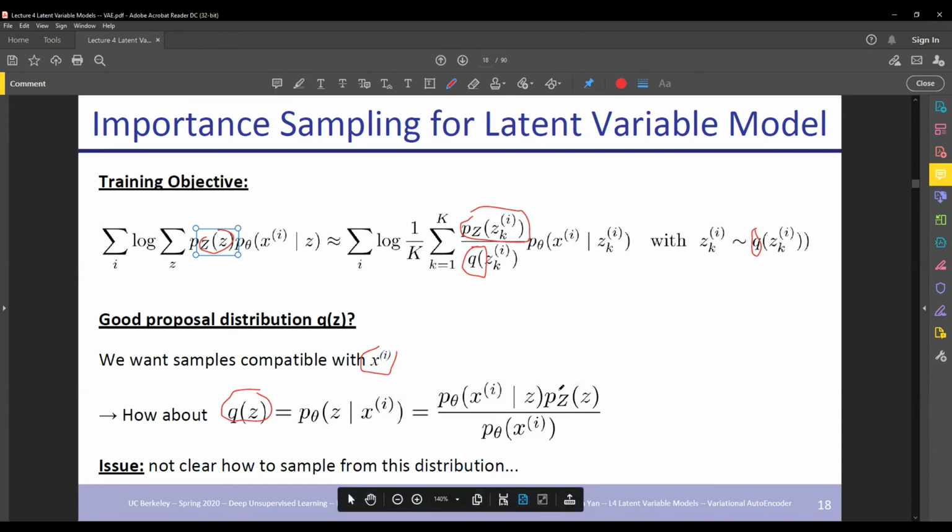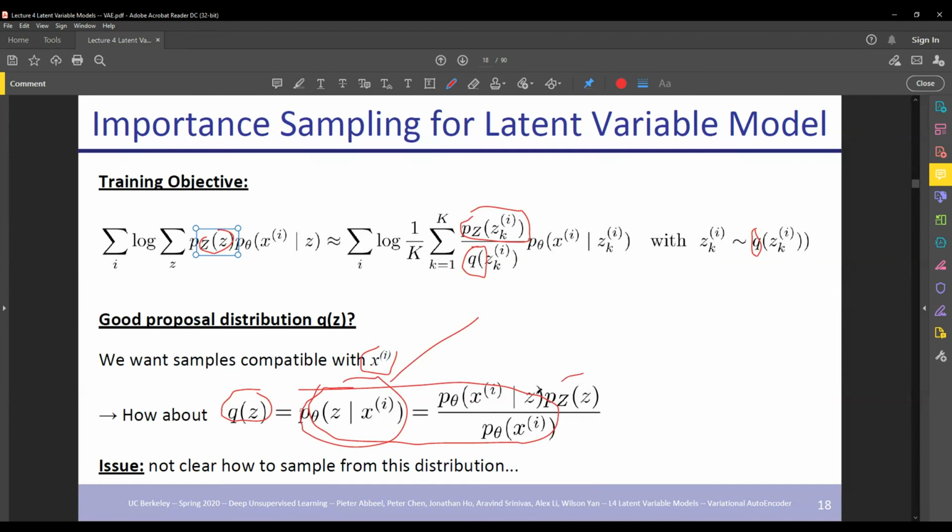Z of xi, xi of z, pz of z, and then p theta of xi. So this formulation is just Bayes rule, right? So you just flip it around. Now, this guy here is what we typically know as the posterior, and this guy is the prior.